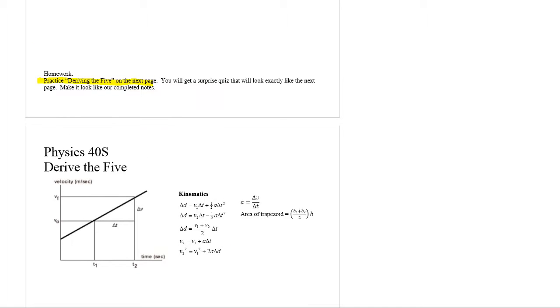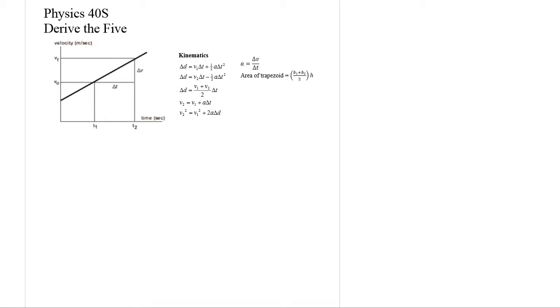And then you will get a surprise quiz that will look exactly like the next page. In fact, it's the same page. I'll just photocopy it for you. And the question will be derive the five. You're going to get 2 marks for each of the 5, so it's a total of 10 points.